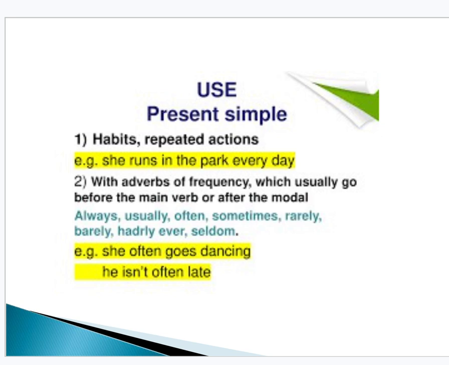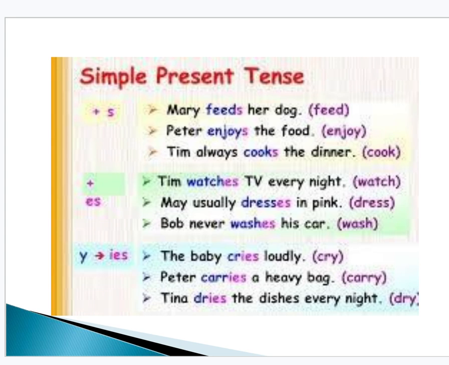Habitual repeated actions: She runs in the park every day. And second, with adverbs of frequency, which usually go before the main verb or after the modal: always, usually, often, sometimes, rarely, like this. She often goes dancing. He isn't often late.